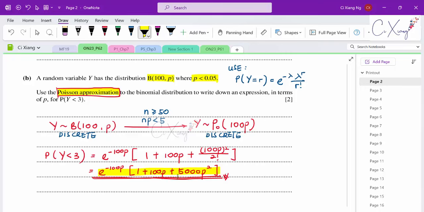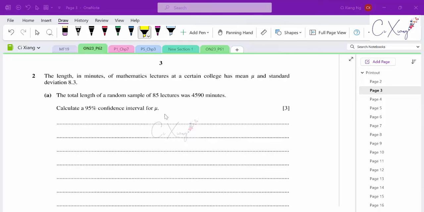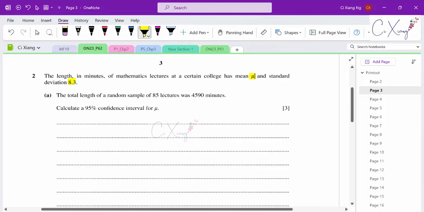This is how we solve that question. Now question number 2. We have the length in minutes of mathematics lectures in a certain college with mean mu and standard deviation 8.3. The total length of a random sample of 85 lectures was 4590 minutes. Calculate a 95% confidence interval for the population mean.